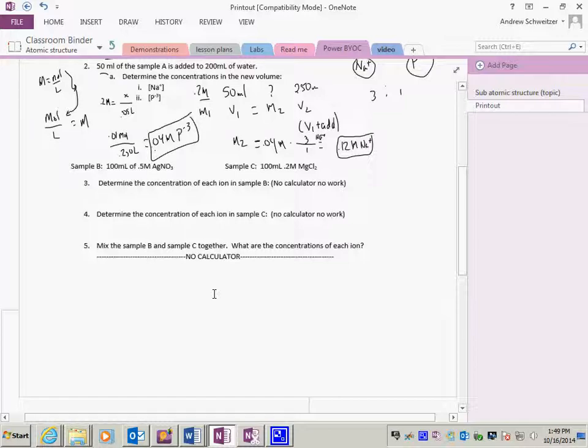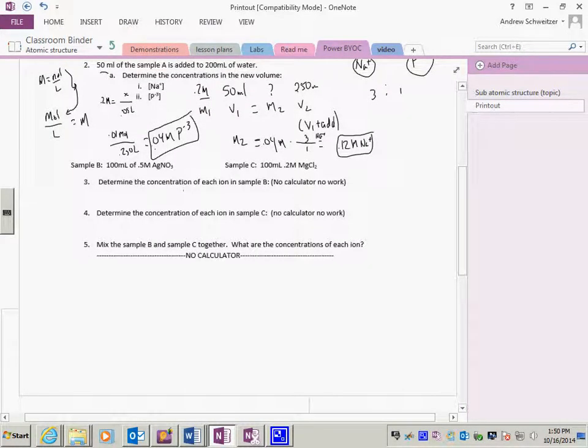All right, now this one we're asking for a concentration of some ions. Determine the concentration of each ion in sample B. No calculator. So in B we have Ag and NO3. They're a 1-to-1 ratio. So the Ag plus ion concentration, the brackets mean concentration, equals 0.5 molar. And the nitrate ion, NO3 minus, concentration will also equal 0.5 molar.